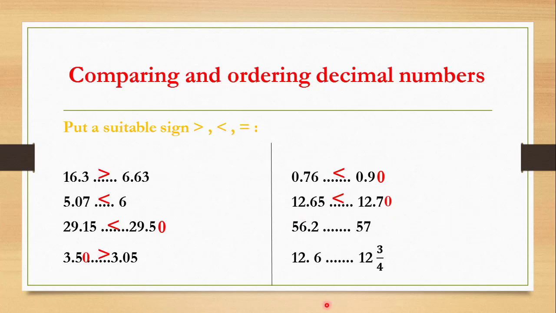Okay, let's move to the next one. We have 56 and 57. The whole number here is 56 and here 57. Of course, 56 is less than 57.